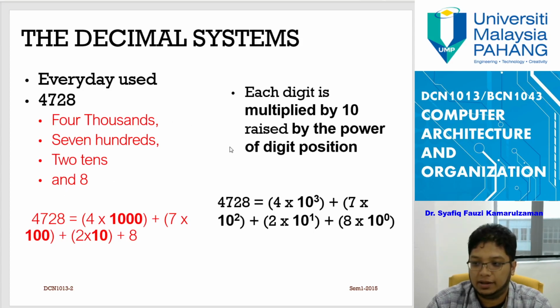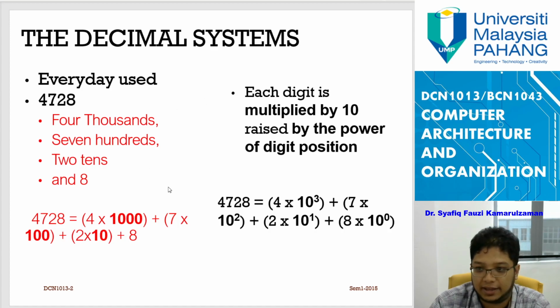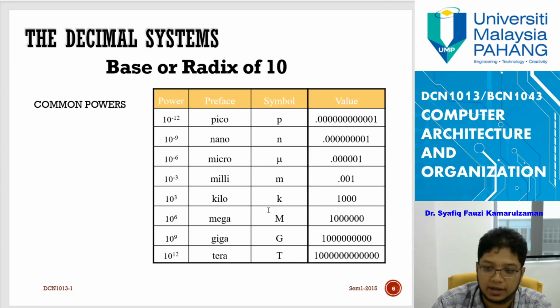So again, what we use every day is the decimal number system. Why do we call it decimal? Because it is based on 10 and is multiplied by 10. So in this case, 4,728, you have 4 times 10 power of 3 plus 7 times 10 power of 2 plus 2 times 10 power of 1 plus 8 times 10 power of 0. So the total here is 4,728.